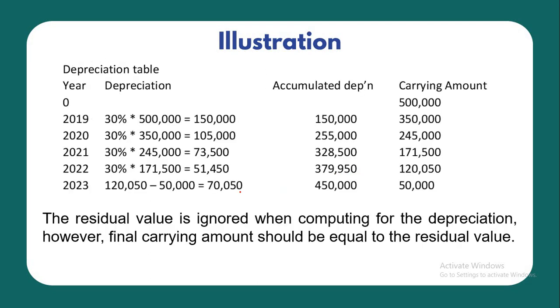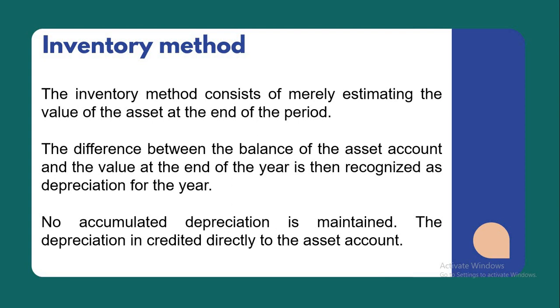So that is 150% declining balance. Okay, so we are done with the decreasing or accelerated method. So diri na ta sa other groups. Okay, other methods. Now, isa na dito ang inventory method.